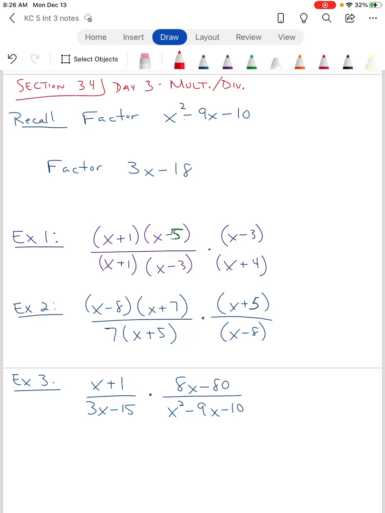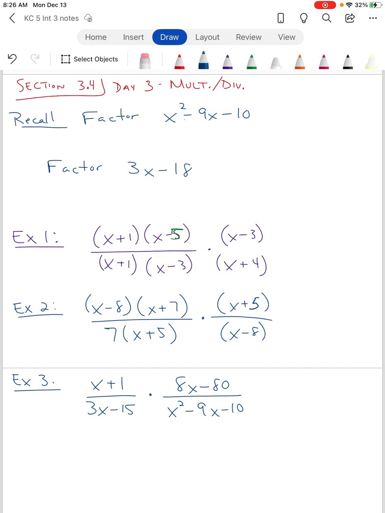Good morning, everyone. This is section 3.4, day 3 on multiplication and division. Now, the other day we did day 2, which was also multiplication and division, but we were just really canceling things out. Today is going to be including factoring, okay?